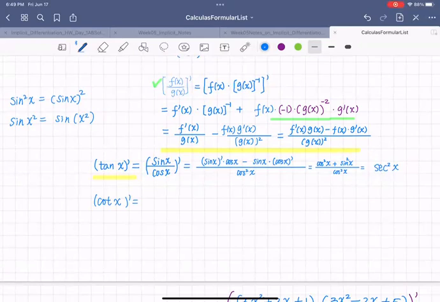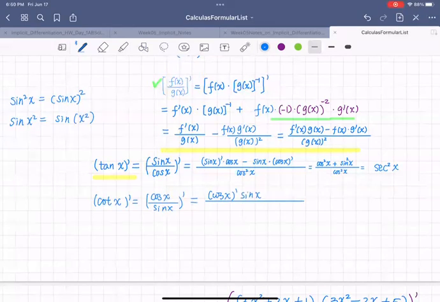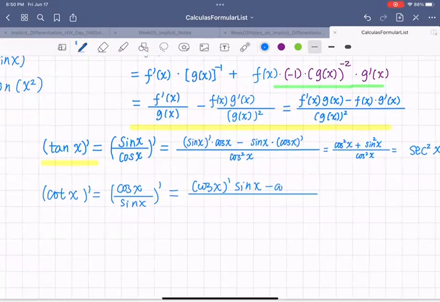Okay, so cotangent can be rewritten as cosine x over sine x. If we use the quotient rule, we take regular sine x times the derivative of cosine x, and then minus cosine x times the derivative of sine x, divided over sine squared x.